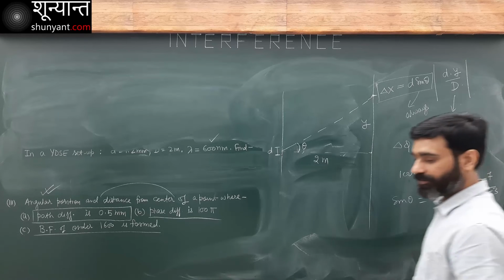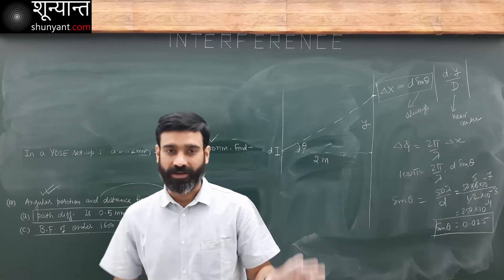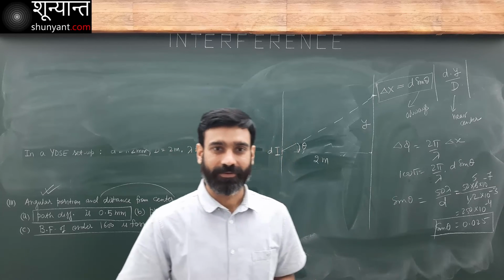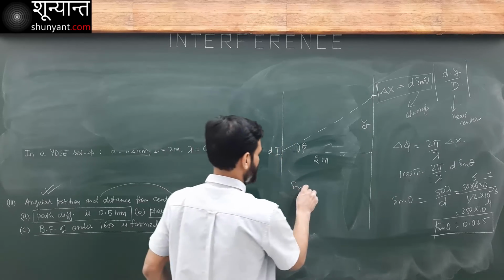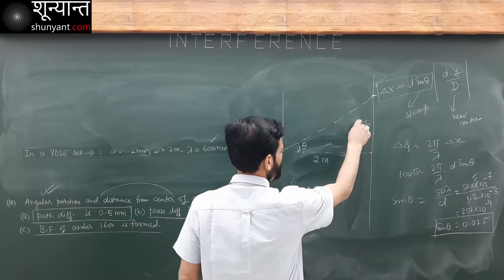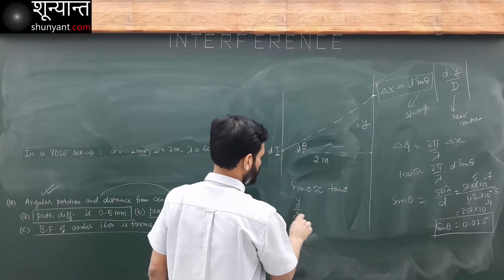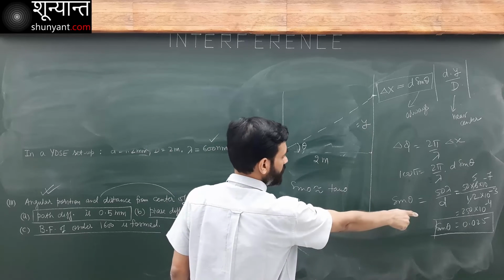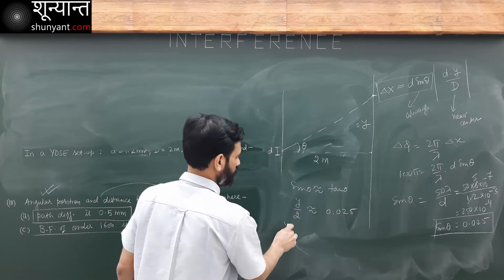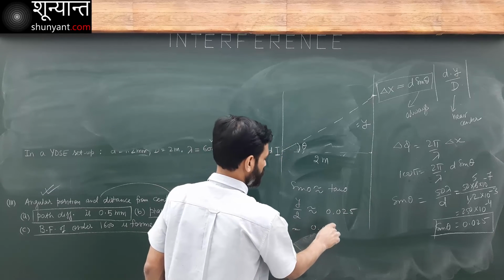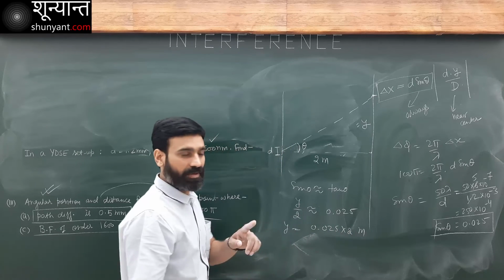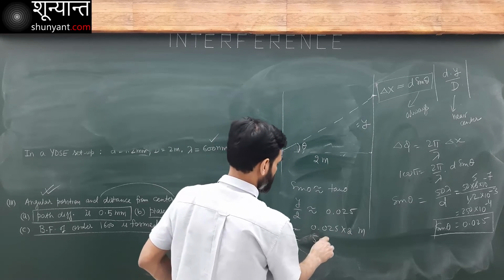Now this I can take to be a small value. Then I will write sine theta approximately tan theta. That means this is y. Y over 2 is approximately this sine theta, 0.025. So y will be equal to 0.025 into 2 meter. This will become 5 centimeter.